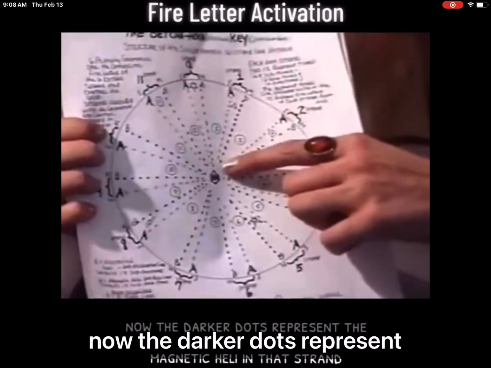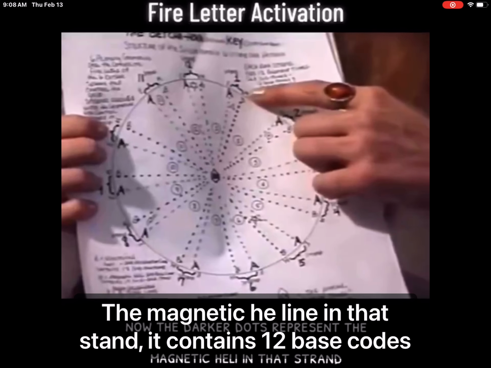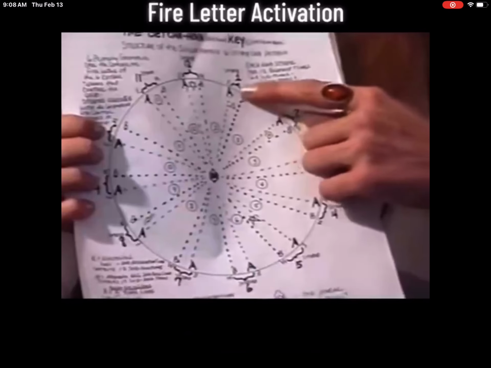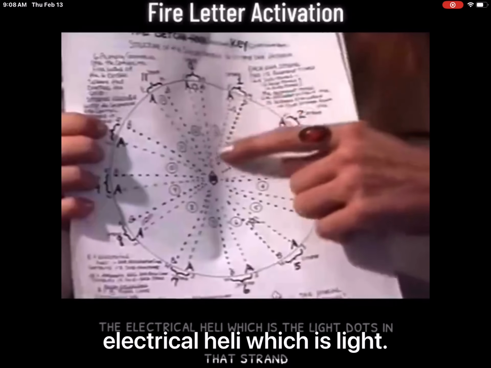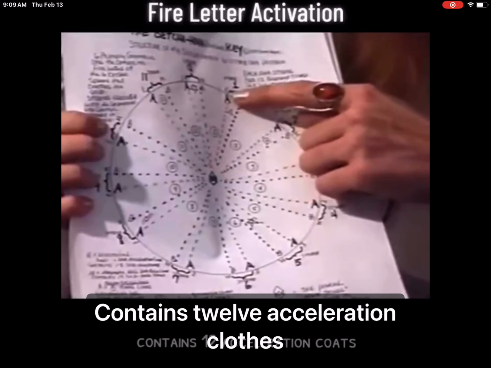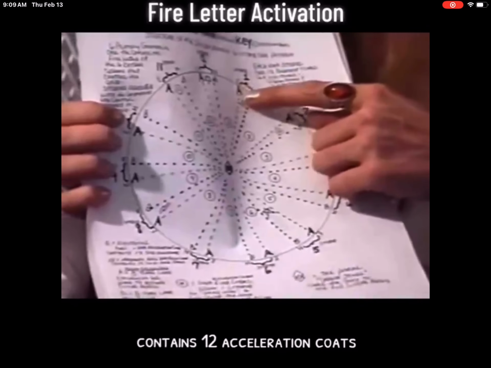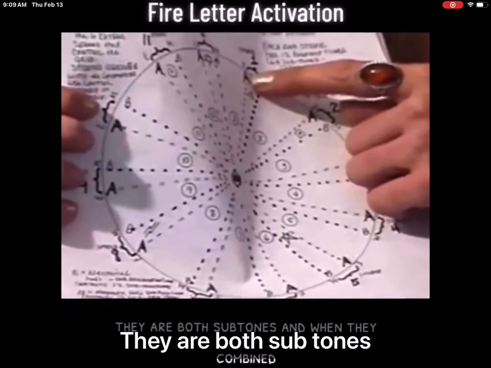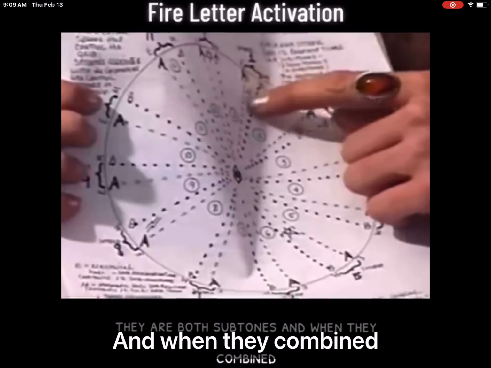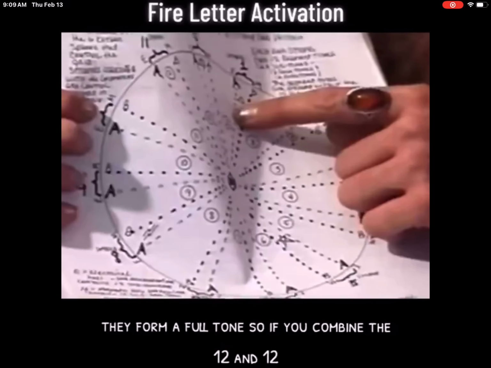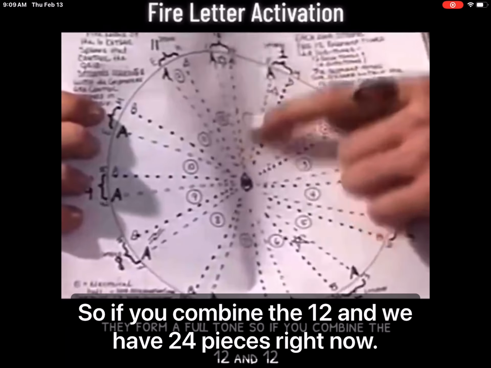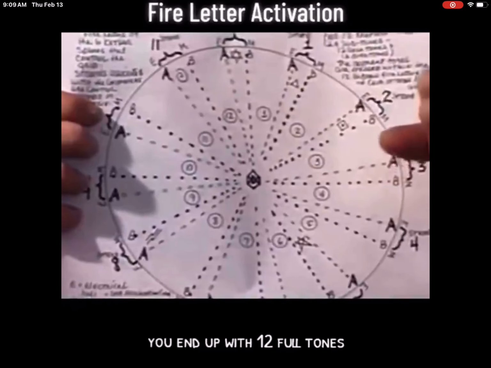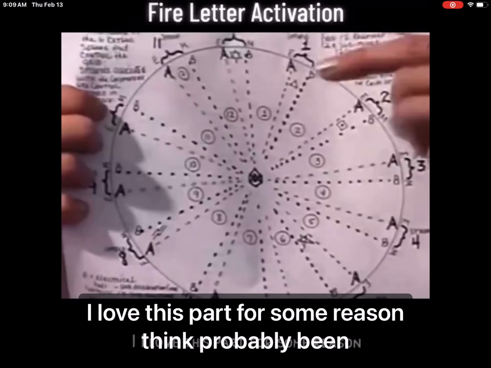Now, the darker dots represent the magnetic heli in that strand, and it contains 12 base codes. The electrical heli, which is the light dots in that strand, contains 12 acceleration codes. The base codes and the acceleration codes have a sound equivalent. They are both subtones, and when they combine, they form a full tone. So if you combine the 12 and 12, you have 24 pieces, and when you combine them, you end up with 12 full tones.